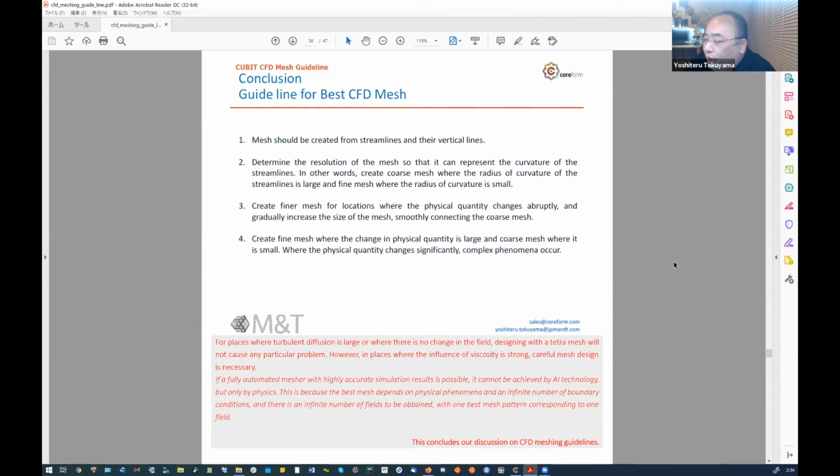If a freely automated mesher with high accuracy simulation results is possible, it cannot be achieved by AI technology, but only by physics. This is because the best mesh depends on physical phenomena and an infinite number of boundary conditions, and there is an infinite number of fields to be obtained, with one best mesh pattern corresponding to one field. This concludes our discussion on CFD mesh guidelines.